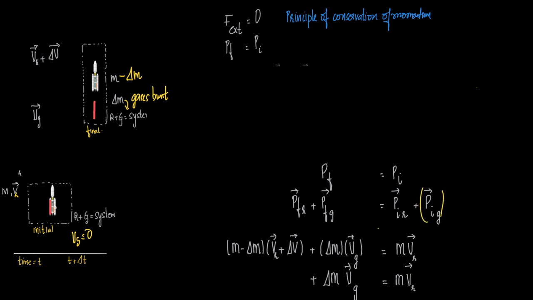Now coming to the final momentum. The final momentum of the rocket is the mass of the rocket times the velocity of the rocket. The final mass is m minus delta m, and the velocity is vr plus delta v. Plus the final momentum of the gas, which is the final mass of gas, delta m, times the velocity of gas, vg. So this is the equation we have here, right?